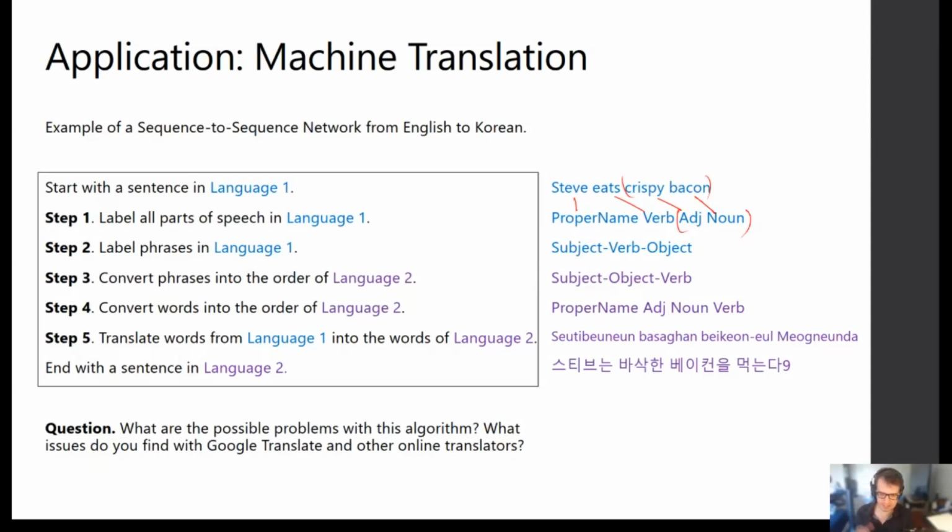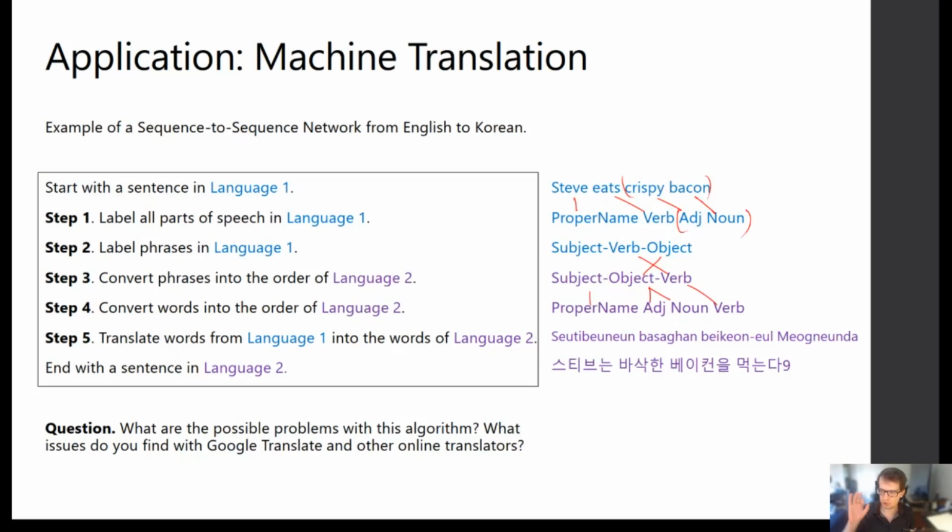So once it has all the phrase information and word category information, then it makes changes. It converts the structure. So subject, verb, object in English is going to change to subject, object, verb in Korean. And then the word order is also going to get fleshed out. So the subject is the proper name, the object, the adjective, and the noun are the same in Korean, so same order, and then the verb is the verb. So we've essentially changed the order now.